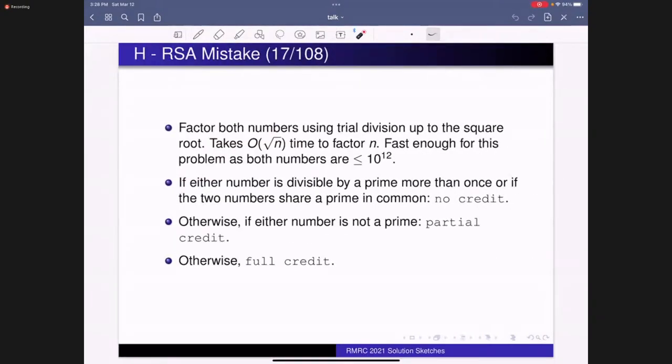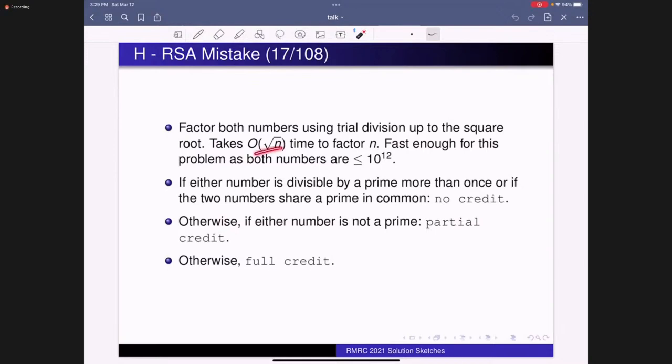RSA mistake. Now this one we saw quite a few time limit exceedances. So let me talk about one of a couple of different ways you could try approaching it. I guess they're somewhat equivalent. The big trick is to factor both numbers individually using trial division up to the square root, or in other words, the standard factoring algorithm for problems like this. Do not factor the product. Just factor the individual numbers themselves. If you try to factor the product by going up to the square root, well, if the input is both very large primes, that would take too long.